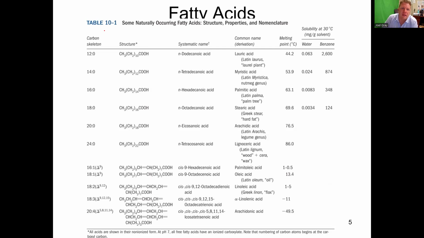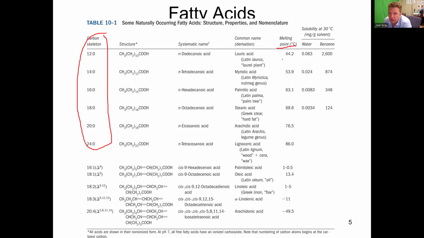If we look on the left-hand side of this table, we see carbon skeletons. I'm just going to circle these first 6. These first 6 are saturated fatty acids. They're 12, 14, 16, 18, 20, and 24 carbons long. All of them have 0 double bonds. They have really great names: lauric, myristic, palmitic, stearic, arachidic, lignoceric acid. Awesome. Fantastic names. These molecules have the best names.